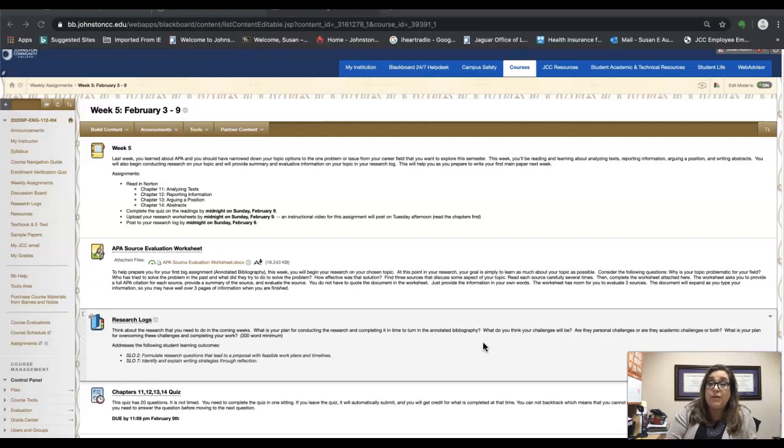But next week you'll be starting a 10 source annotated bibliography. So I wanted to talk to you about a few things for this week's worksheet, and then how that may translate into next week's annotated bibliography assignment. So to start, I just wanted to go over this evaluation worksheet with you.